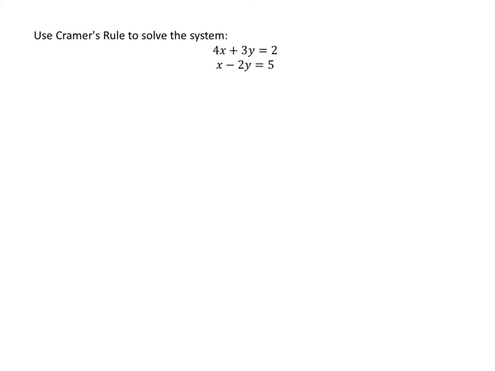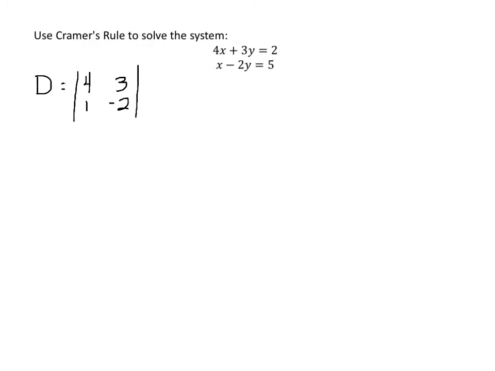What you can see in this next problem is that we actually have a system of linear equations, and we're going to use what's called Cramer's rule to solve this. Cramer's rule is a way to use determinants to solve a linear system. So the first thing that we need to do is we need to calculate the determinant of the matrix with the coefficients. So 4, 3, 1, -2.